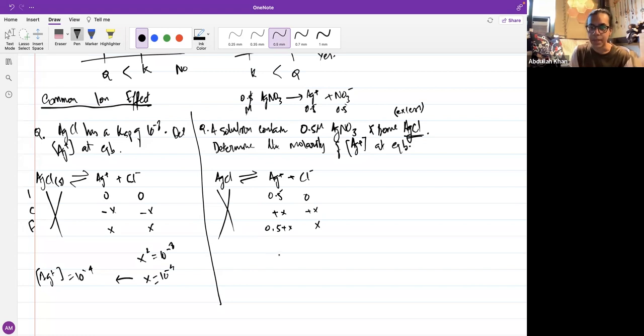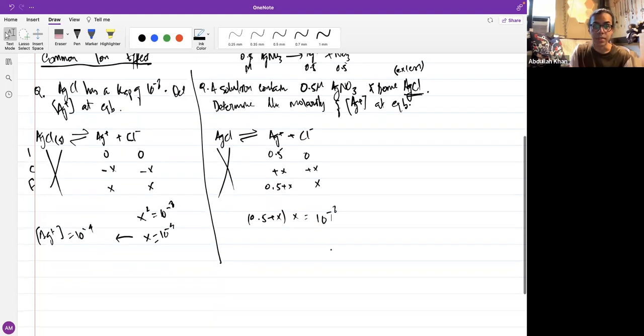And so when you set up the equilibrium expression, it's going to be 0.5 plus x times x equals 10 to the negative 8. We can use the small x approximation here. That goes away. And so x is 10 to the negative 8 divided by 0.5. One over 0.5 is 10 over 5, which is 2. So this is 2 times 10 to the negative 8. Any questions?